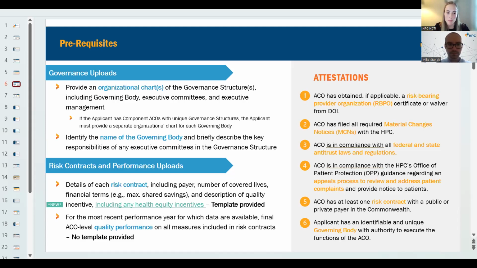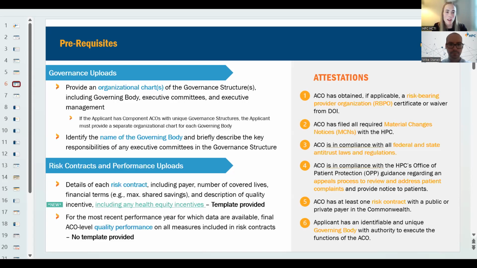The second piece here is that applicants will need to upload a risk contracts template that we will provide, and it remains, again, largely the same as the previous application cycle. However, within this risk contracts template, we are now specifically requesting that any health equity incentives in a contract be included in the description of contractual quality incentives provided in the template. And just as a general reminder, this template includes details on the payer, across risk contracts, the number of covered lives, financial terms, the description of quality incentives, and now, as I mentioned, a description of health equity incentives as a component of quality.